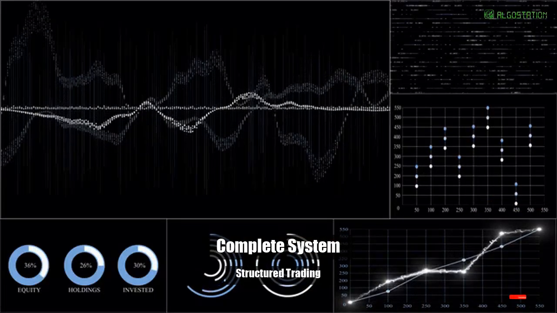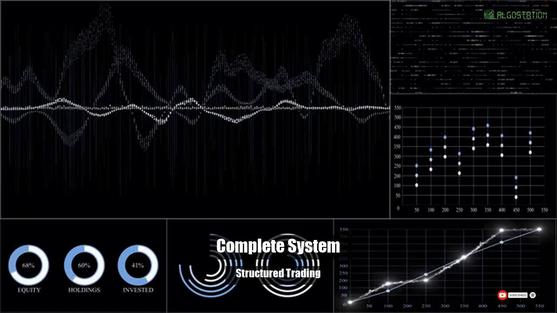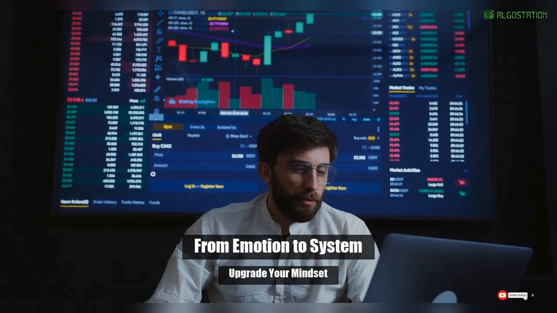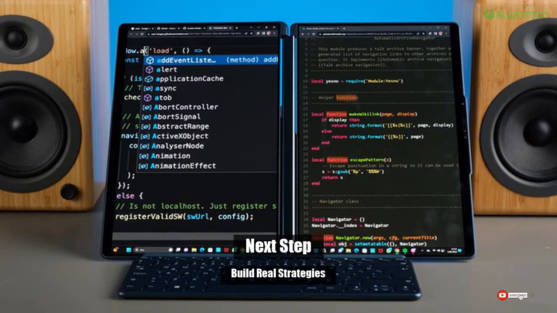When you combine all these components, you don't just have a strategy. You have a system, a repeatable, disciplined, powerful system. And this is the shift from emotional trading to professional algorithmic thinking. In the next lessons, we'll start connecting these components into real strategies and eventually into code.